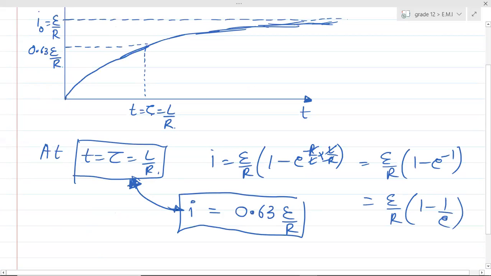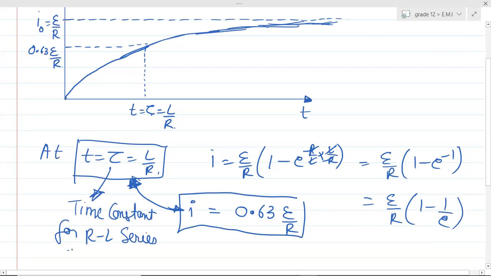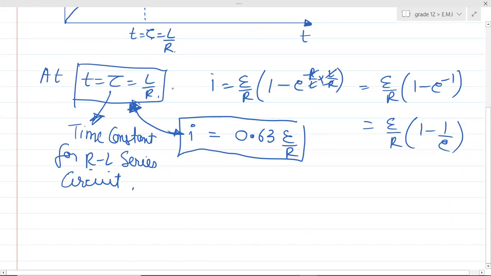Okay, so this is defined as your time constant for RL series circuit. Can anyone tell me what was the time constant for RC series circuit? The time constant for RC series circuit was what? R multiplied by C, if you remember. So the same thing is happening over here, but just a little bit opposite.